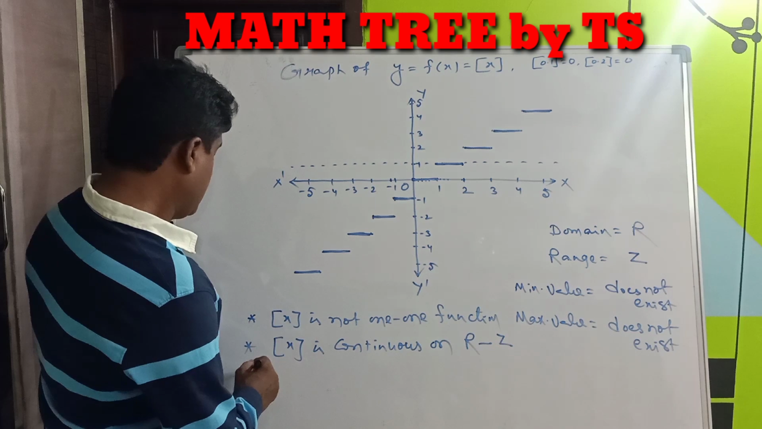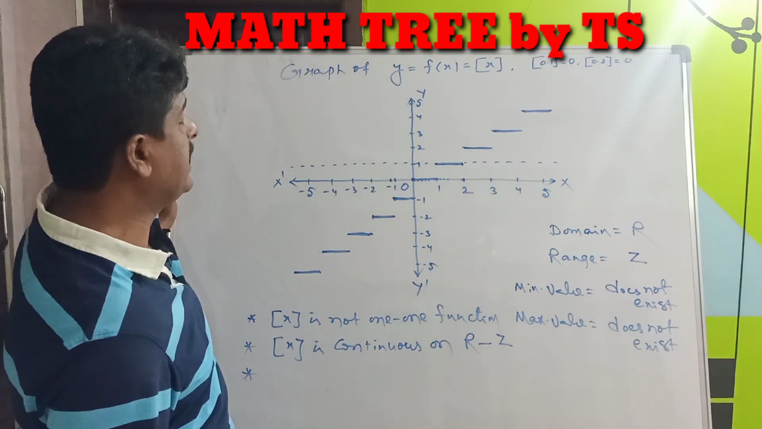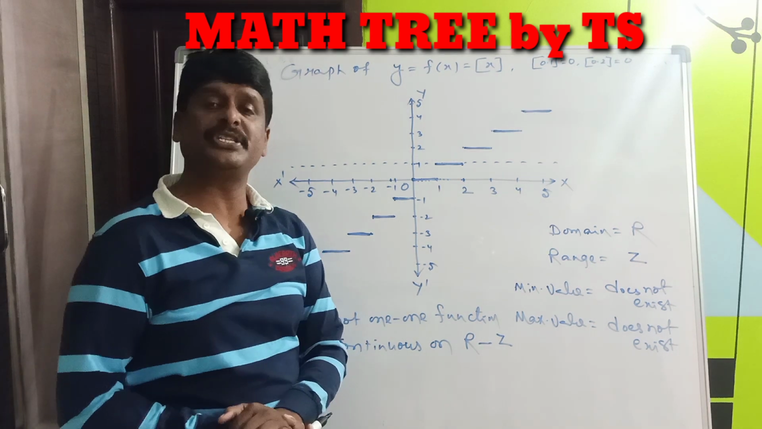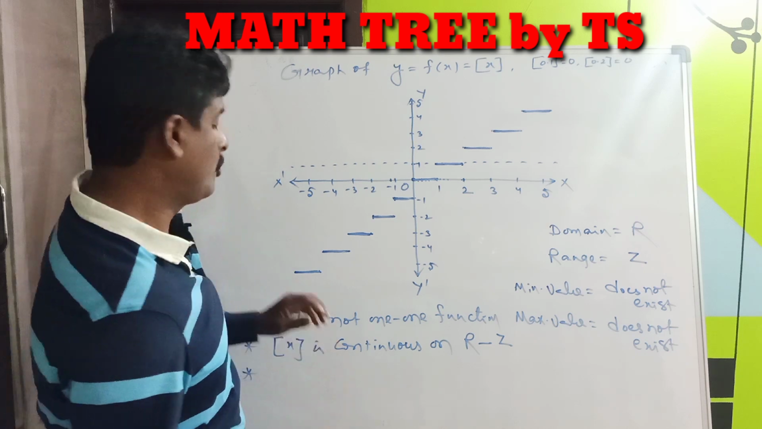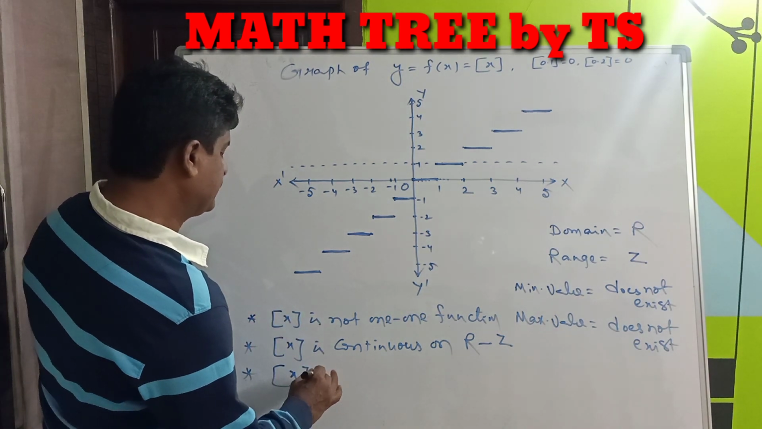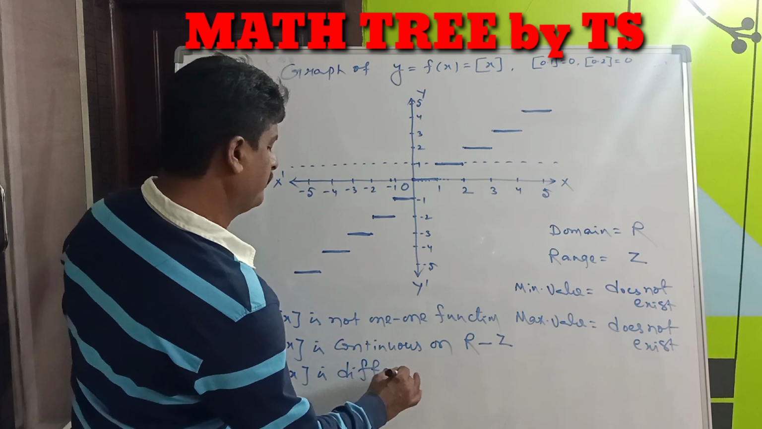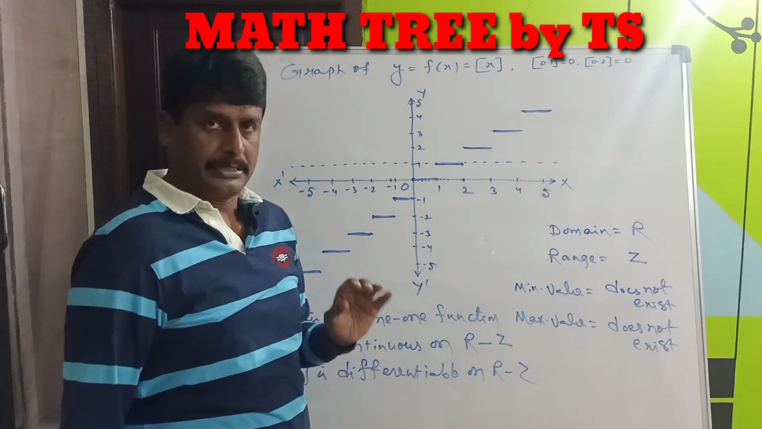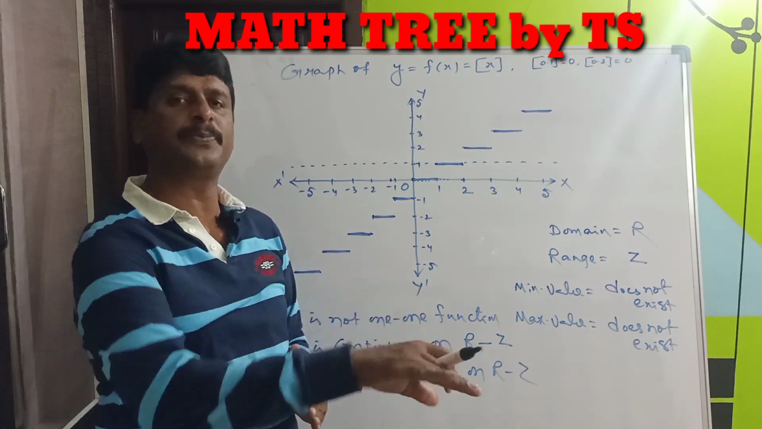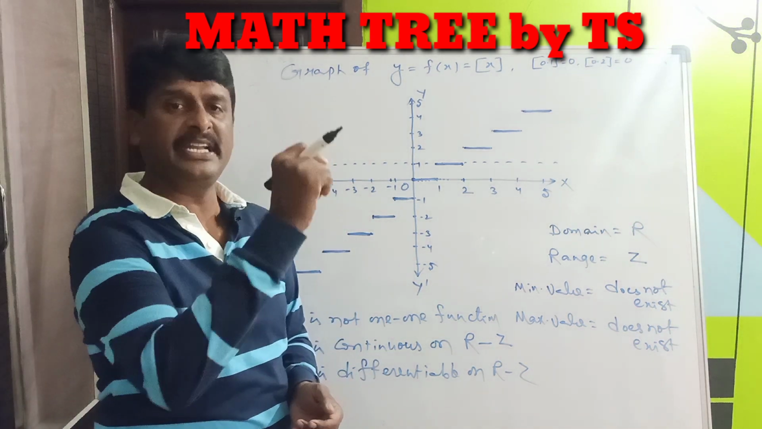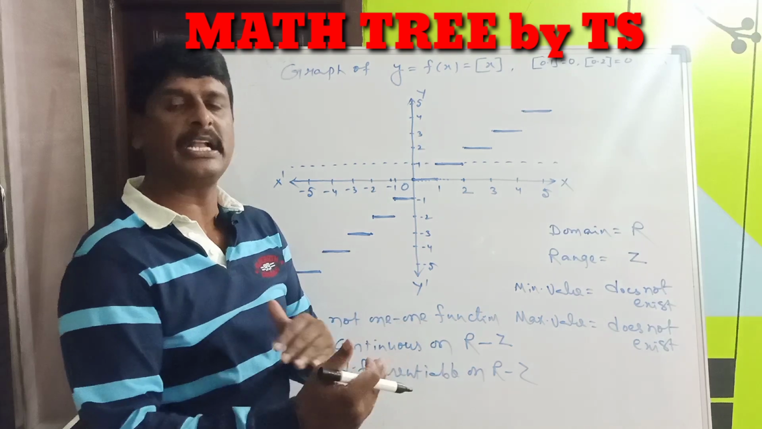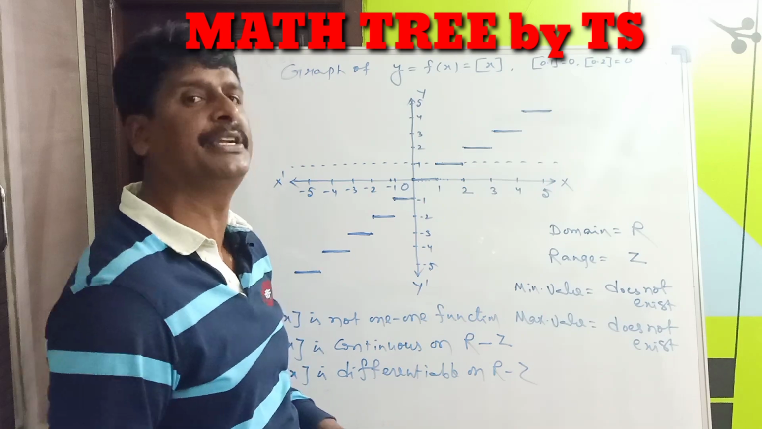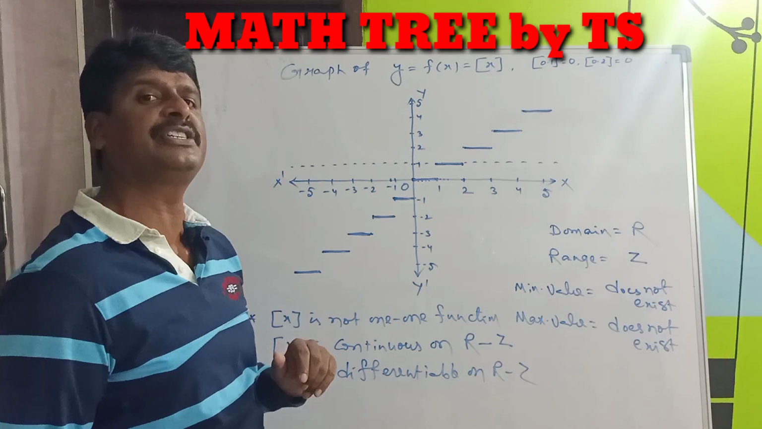Okay. Next, what are we checking? The differentiability nature of step x. Wherever the function is discontinuous, at those points it is not differentiable. Also, where the function has sharp edges, there also it is not differentiable. So here the function is discontinuous at integer points. Those integer points are non-differentiable points.